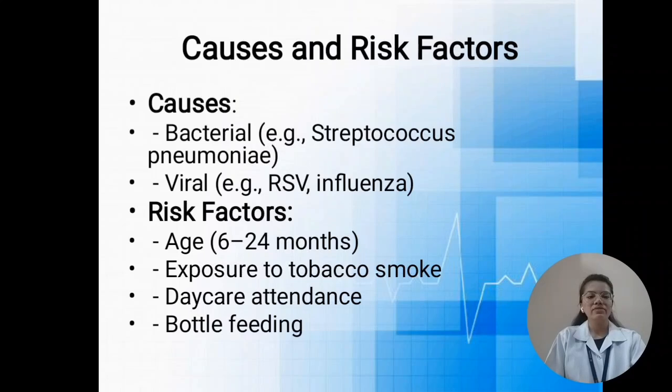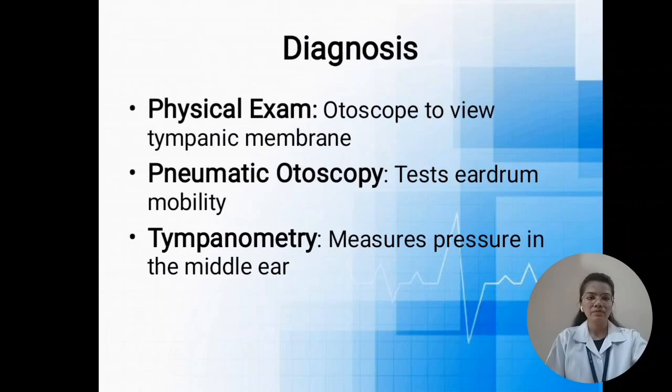Now, causes and risk factors. Causes are bacterial and viral, in which Streptococcus pneumoniae and viral infections like influenza can lead to otitis media. Now, the risk factors are age 6 to 24 months, exposure to tobacco smoke, daycare attendance, and bottle feeding. Now, diagnosis would be done with physical examination, pneumatic otoscopy, and tympanometry.